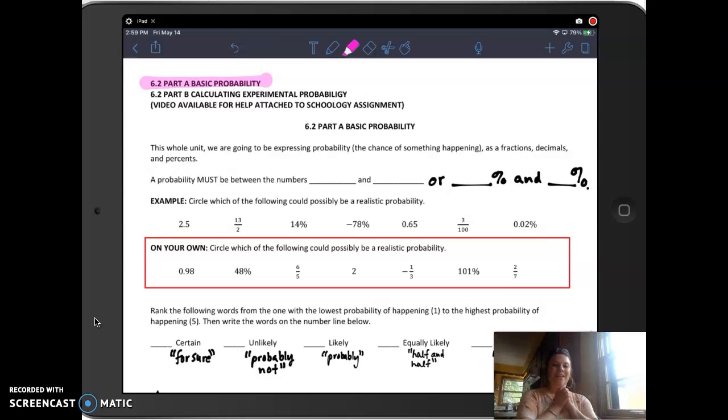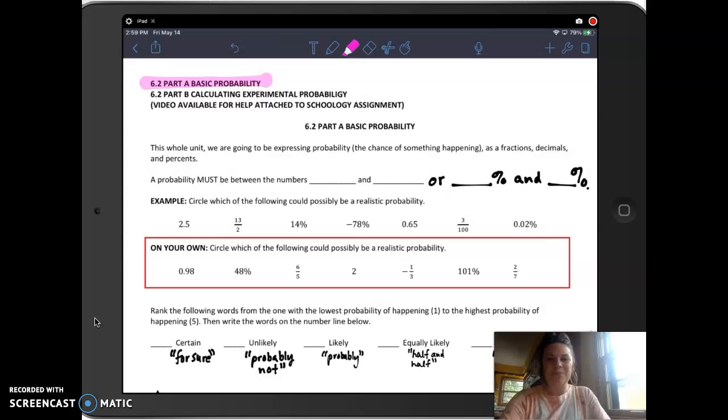So let's get started. I think my favorite part of this lesson is going to be in class on Monday or Tuesday, depending on when I have you. We're going to go over the probabilities that you make up and some of the ones that you have to talk about. So I'm really excited about this.